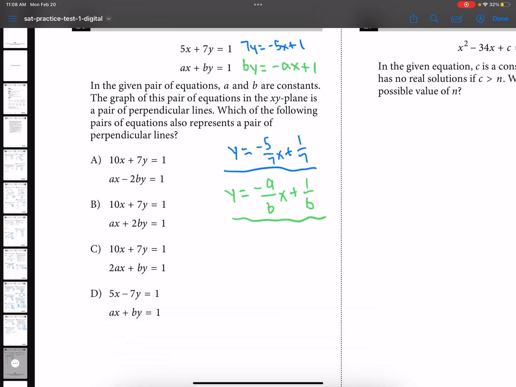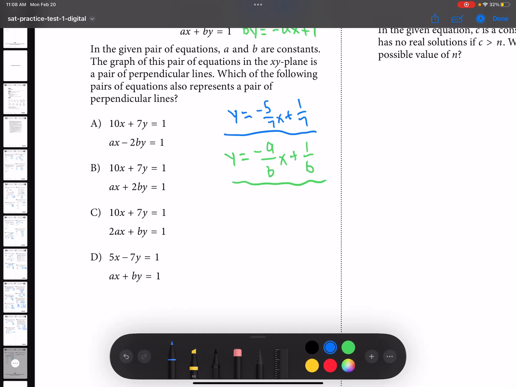And now that we're finding the perpendicular means the negative reciprocal. With these two equations, we know that we're only going to do it for the slope. Just to remember that. Negative reciprocal of this would be y is equal to minus 10 over 7 x plus 1/7. And this would be y is equal to minus a over 2b x plus 1 over 2b.